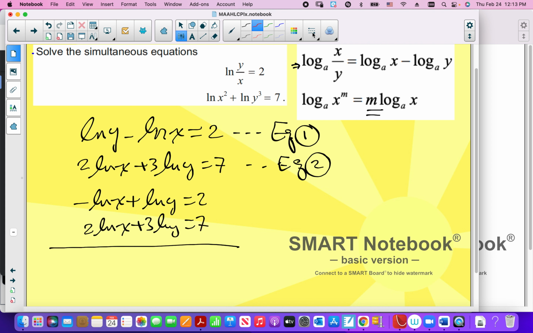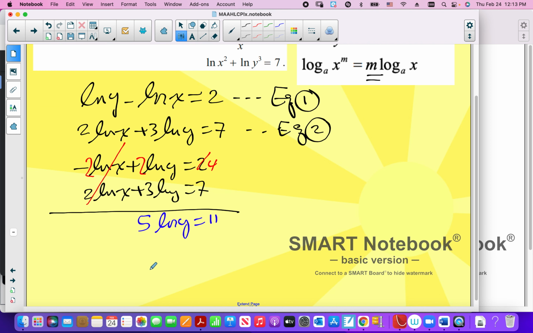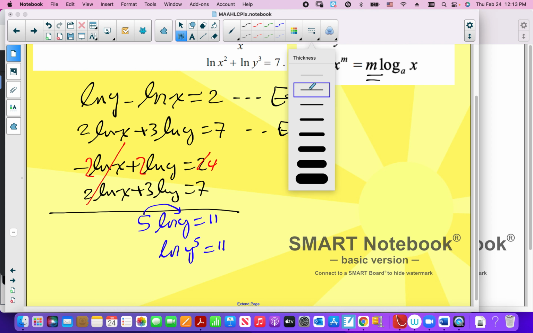It is easy to eliminate x, so I'm going to multiply the first one by 2. By 2 I have additive inverse automatically, and this becomes 4. So minus 2 ln x and 2 ln x cancels. Add, that will give me 5 ln y is equal 11, or this can be expressed as, using the power property, ln y to the power 5 is equal 11, and I can use the inverse property of e, so I take e to both sides.